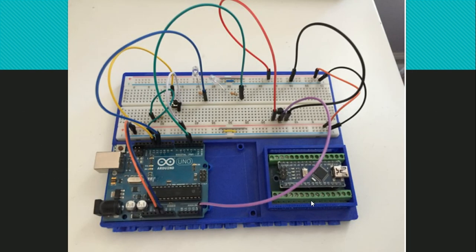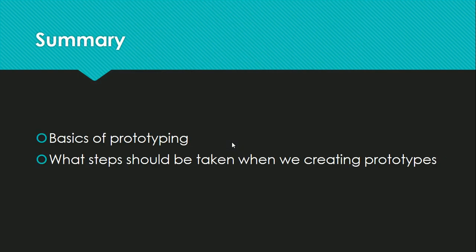So this is an example of the actual prototype of the circuit diagram that we have. These are the jumper cables, and based on the design, you really need to create a prototype. So this is an example. For summary, we have the basics of prototyping, and what steps should be taken when we are creating prototypes.